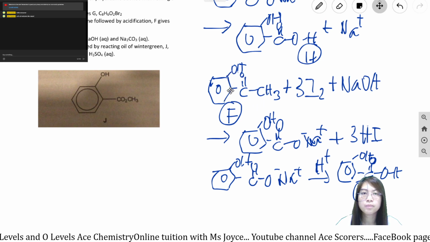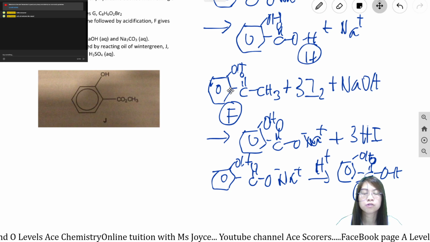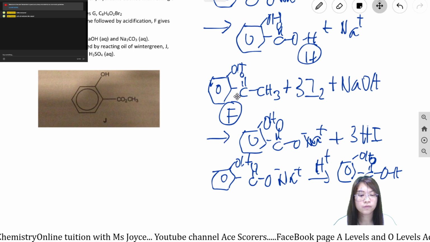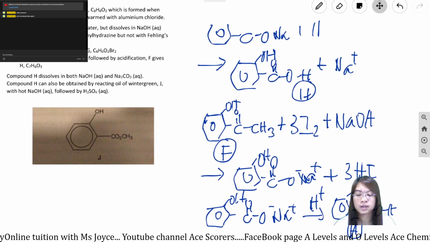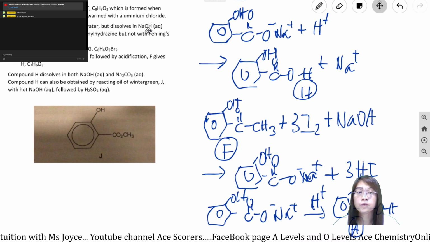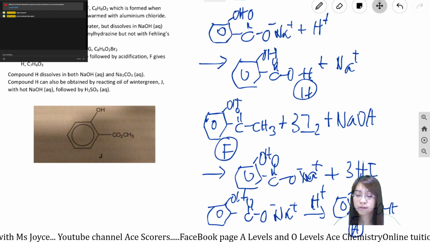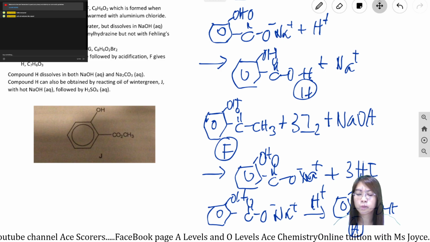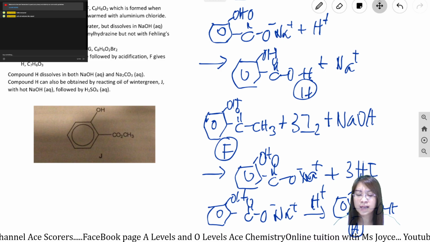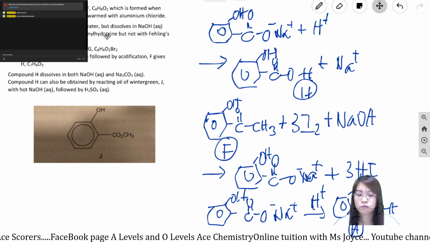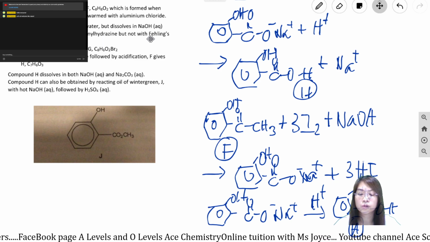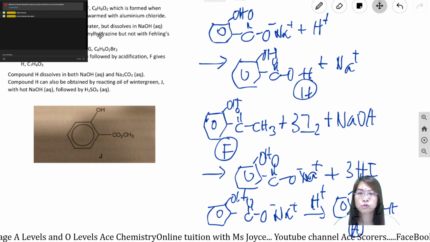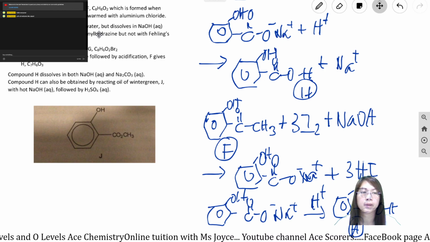So what other information about F will allow us to further confirm that this is the correct structure? It is from the question that's given here. It is from the second statement that says that F will react with 2,4-dinitrophenylhydrazine, that's 2,4-DNPH, but not with Fehling's solution. Now the test of 2,4-DNPH is to test for the carbonyl compound.